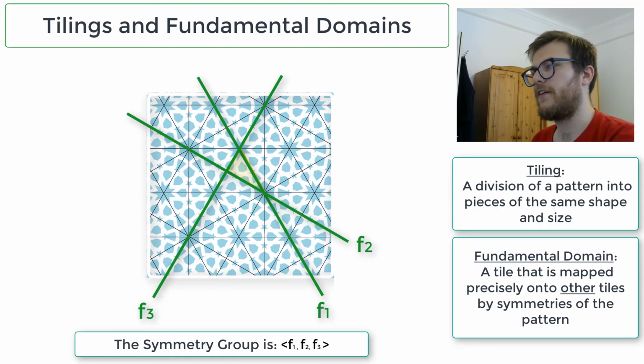Looking at the pattern, there are clearly many more symmetries than just these reflections. But since these reflections take the fundamental domain to any tile we like, we know that all the symmetries of the pattern must be generated by these 3. The reflections really were powerful. We managed to express all the rotations, glide reflections, and translations just in terms of them.